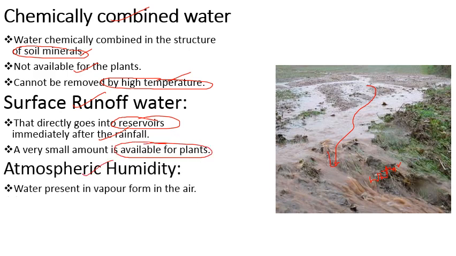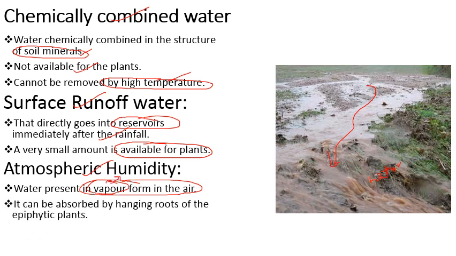Next comes atmospheric humidity. So this is the water which is present in the air. It is the water which is present in the form of vapor. तो vapor की form में जो पानी present होता है हवा में, that is called humidity. It can be absorbed by some hanging roots of epiphytic plants.